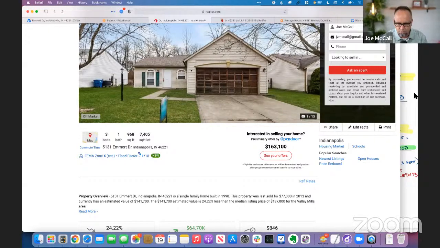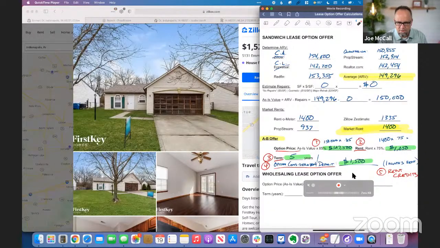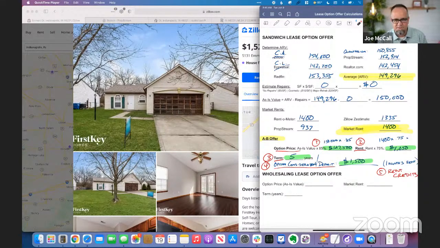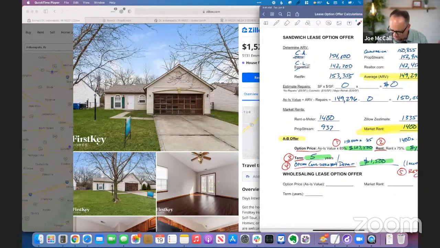All right. So back here to this deal. There we are. Now, sometimes if the seller says no to this, my sandwich lease option offer here, this is a sandwich. Actually, let me do this right here instead.